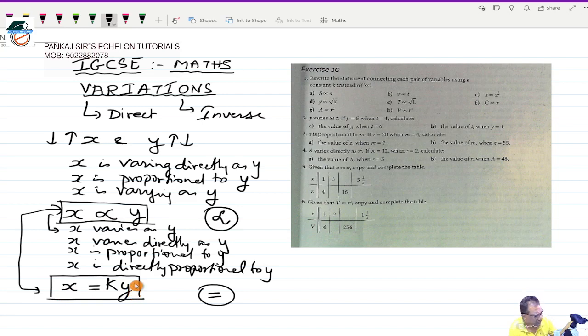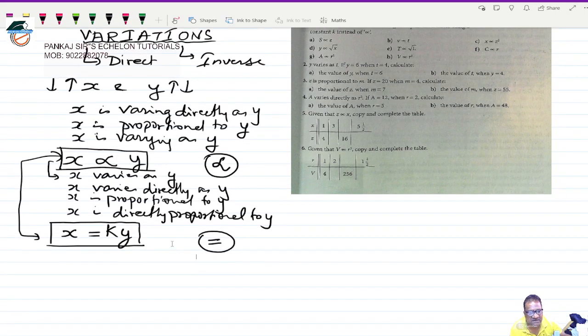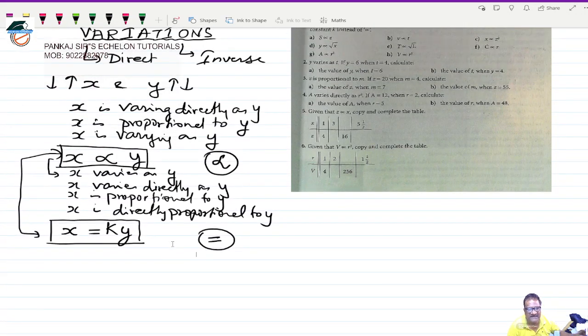These are all basic things about variation that I want to tell you, because I'm not going to repeat them every now and then. So in one go, first I'm explaining the concepts and then I'll go with the exercise. This is all about direct variation. Now let us talk about inverse variation.